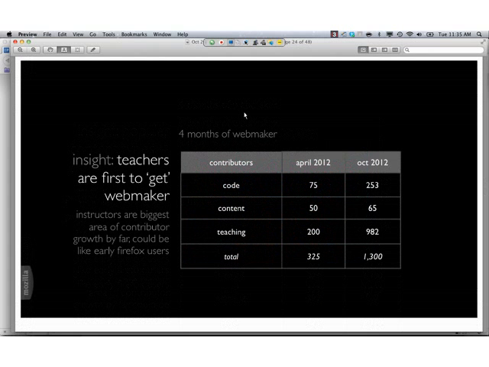Next insight, teachers were the first to get Webmaker. That's why they're our second most important audience. And if you look at these numbers, which we updated for the board, in terms of the three buckets we were talking about for contributors, people who contribute code, people who contribute content, and by content we mean projects and learning content, and the last group, teachers or instructors. Instructors by far form the largest group.